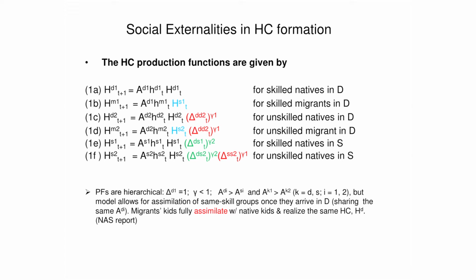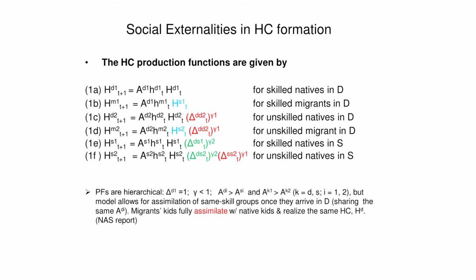But this particular specification also allows for assimilation of the same skill group once they arrive in the United States, because the A's were supposed to be country specific as well. So when an immigrant from Korea comes to the United States and maybe had a technology of learning that was initially lower, or maybe still lower than that in the United States, the assimilation for that group of skilled immigrants is almost quick. We don't have to have it quick. We can allow for some differences. It doesn't change the results.